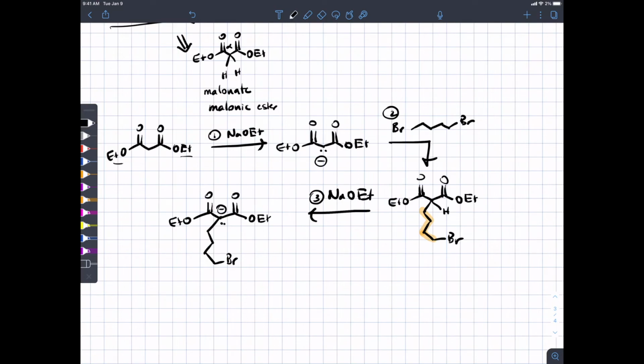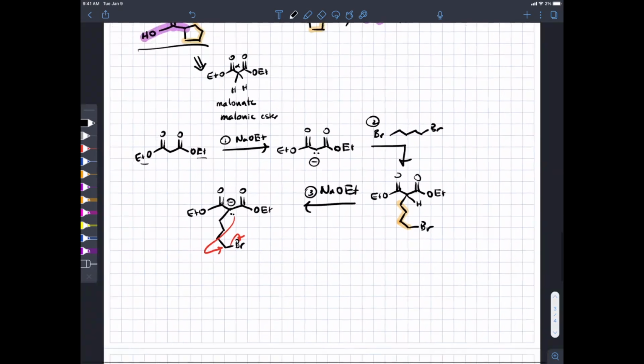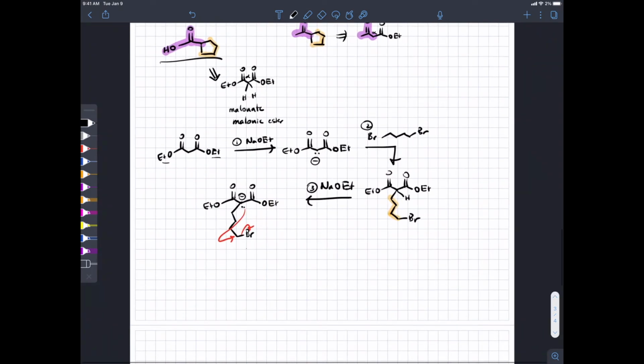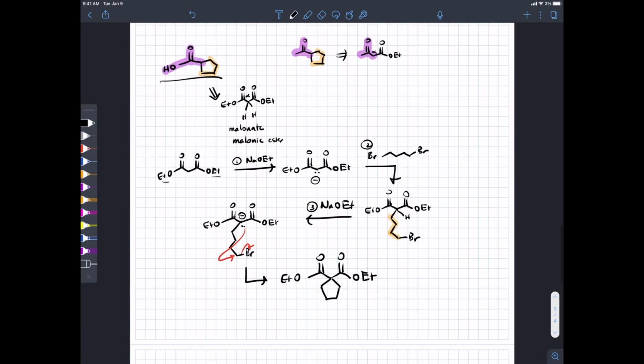Once you're there, you've got the intramolecular SN2 reaction. And that will give us the alpha-alpha disubstituted diester. Now, how do we get from here to here?